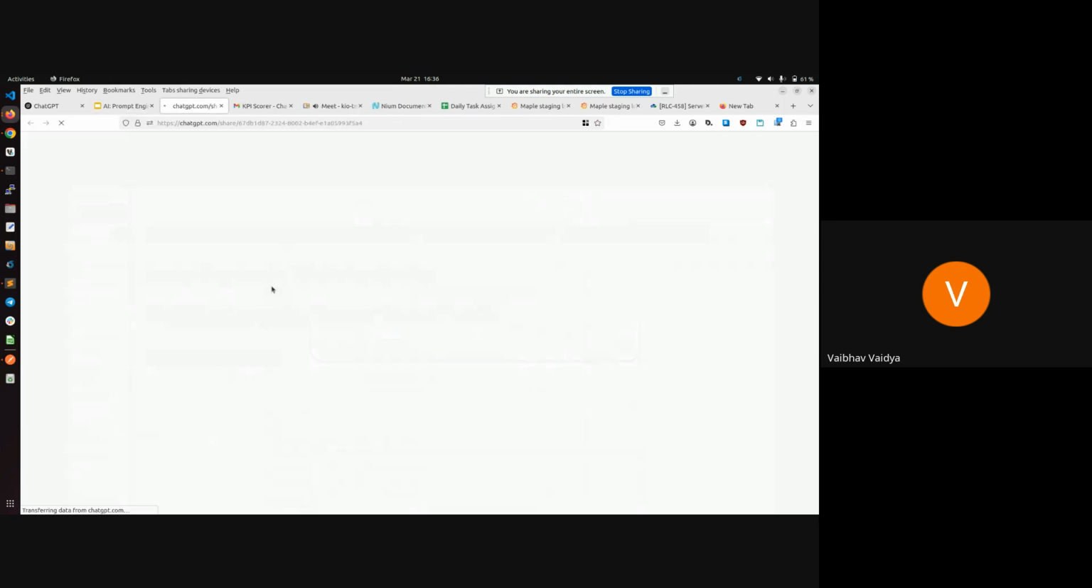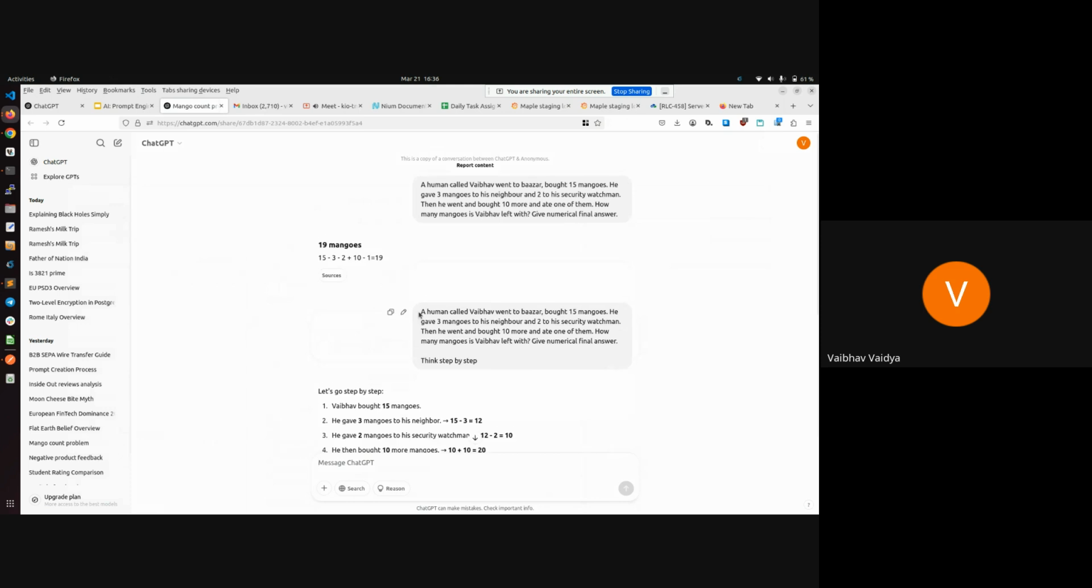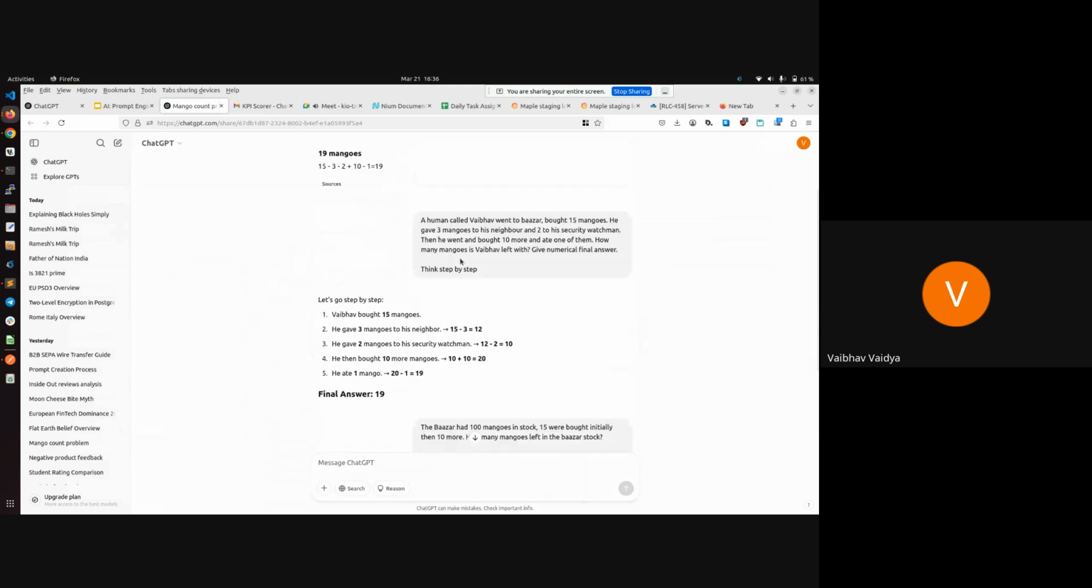My example would be, let's say, Vaibhav has gone to the bazaar. Vaibhav buys some mangoes, let's say 15. Then he gives 3 to neighbors, 2. So 15 minus 3 minus 2. And then I feel like, okay, I only have 10 mangoes left. I go, I buy 10 more, and I eat one of them. I get an answer. In this case, it's an accurate answer.